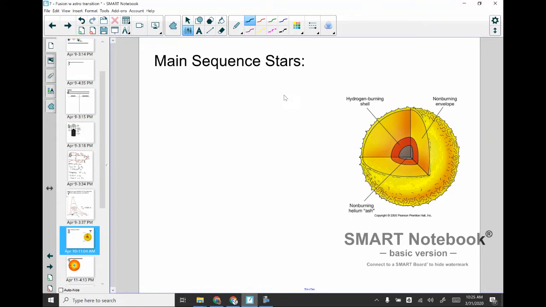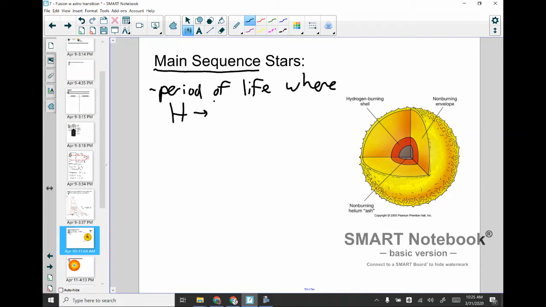So for the last part of this lesson, we're going to look at the nuclear reactions that are happening in different masses of stars and at different points in a star's life cycle. So the bulk of the stars that we see when we're making observations are what we call main sequence stars. And the definition of main sequence is that they're in the period of their life, life is kind of not the best word here, but it's the best one we have, where hydrogen is fusing into helium. And that happens for the bulk of the star's life.